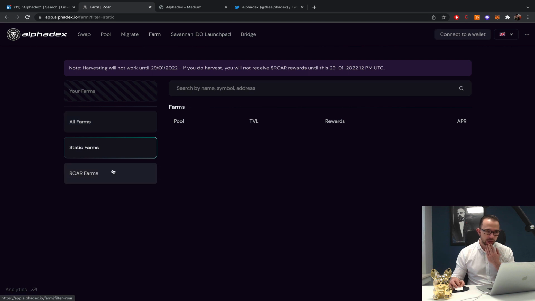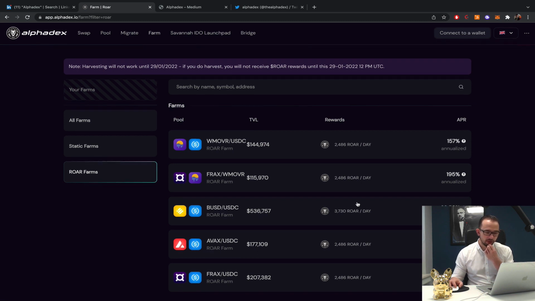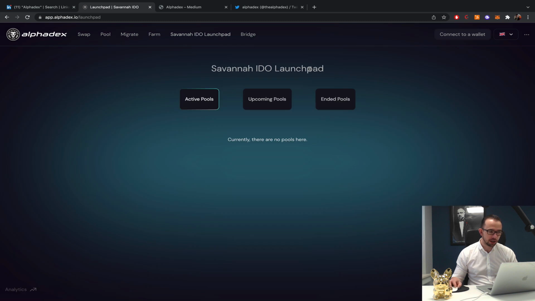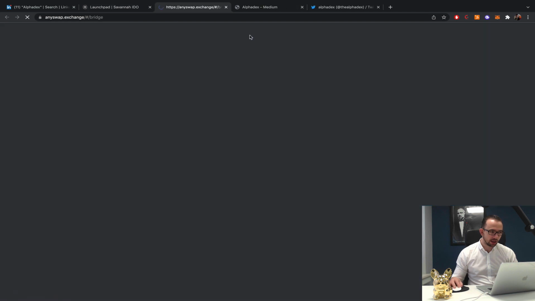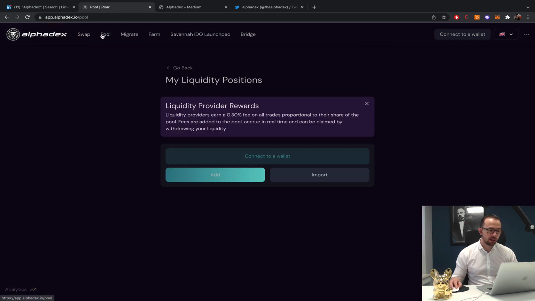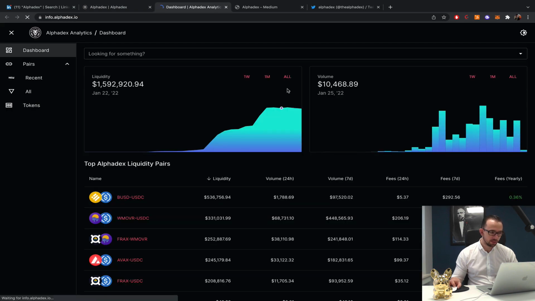So those are all the farms. These are the static farms and then the ROR farms, and the ROR farms earn you ROR token. Now, what I would be curious about is what is the actual value of the ROR token, because that would make sense to make a little calculation. But let's look at the launchpad, Savannah IDO launchpad. There are no pools yet, so the pools still need to be loaded there. And then there's a bridge, which takes you to AnySwap to basically swap between the protocols, which makes sense. Okay, so the whole Alphadex app, it's working, right? There are different options available, but it is quite new. Look, there's some analytics here as well. Okay, that's cool.